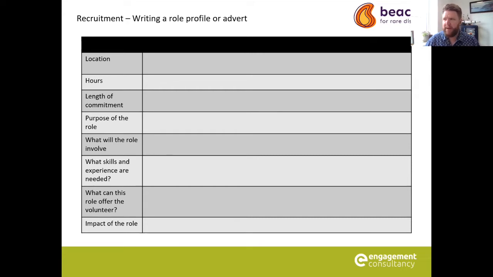So there will be a blank volunteer advert role profile for you to go away and have a go at completing. Something that we've always advocated as a good way just to do this is write it in 15 minutes, see how far you get. You'd be really surprised when you put a time limit on something how much you achieve in that time limit. So have a go, 15 minutes, identify what you want, write a role profile, then you can go ahead and refine it afterwards.